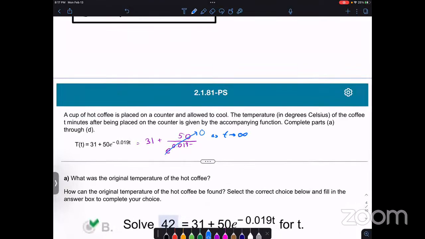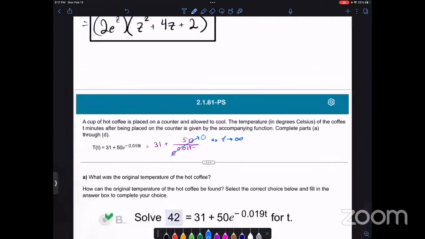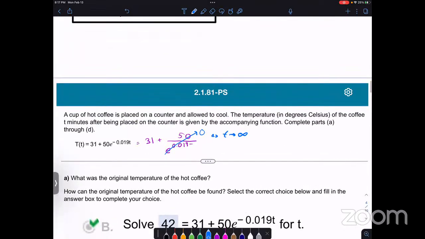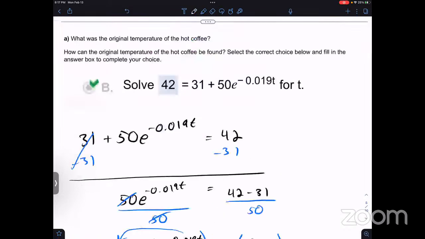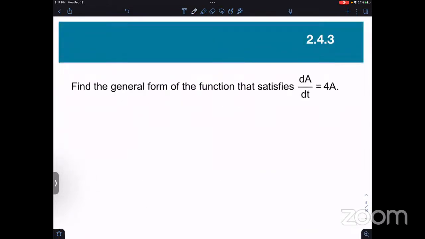Okay. All right. So then this next question comes from section 2.4, question number 3. We're asked to find the general form of the function that satisfies this. So this is what we talked about today, where there's only one equation that's going to satisfy this form, and that's basically the exponential growth model. So it's going to take on the form P naught e to the kt.